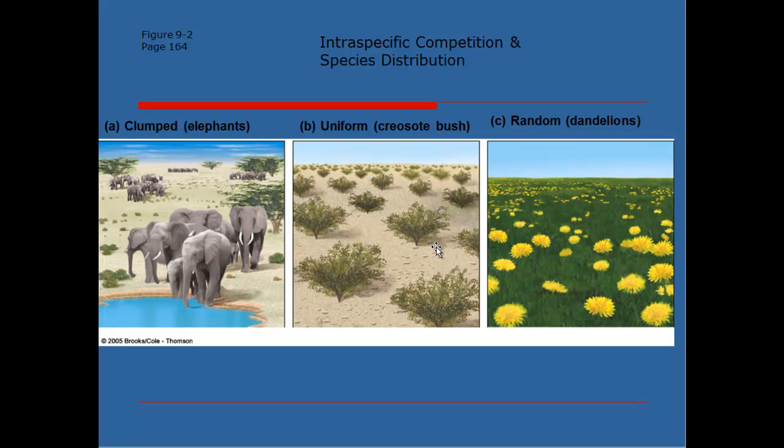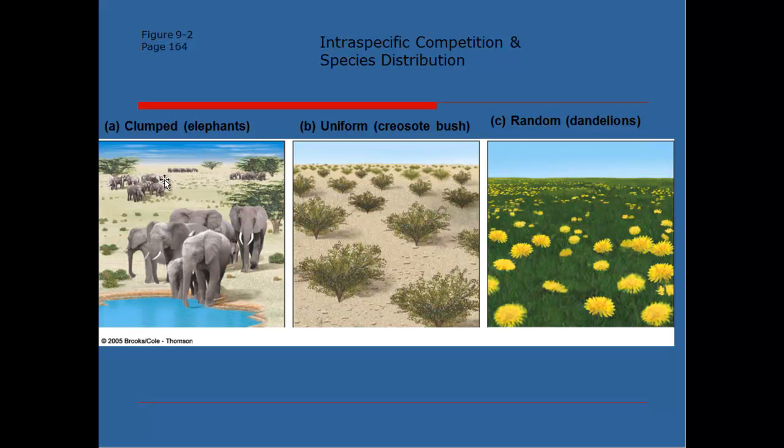So, species distributions. You should know about some species distributions. Here we have elephants. Elephants are clumped. You can see there's lots of different clumps. It's not random. It's not uniform. They're just clumps all over the savanna, and these each represent different groups of elephants.